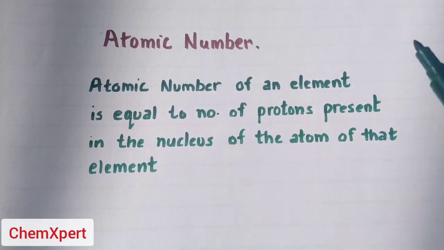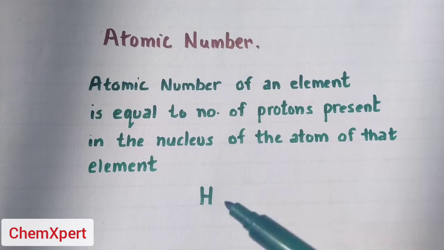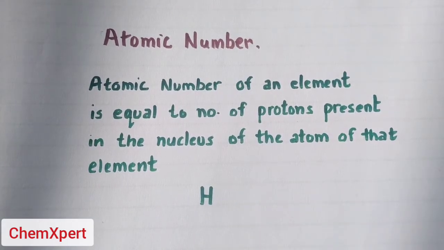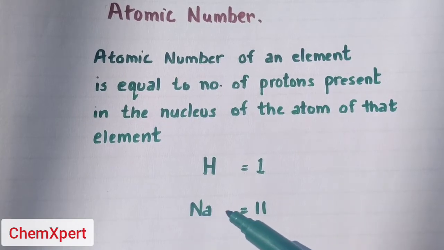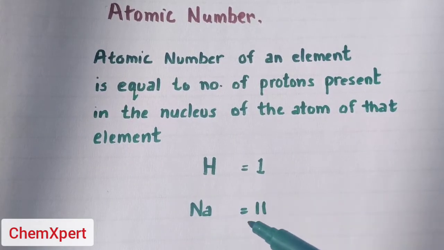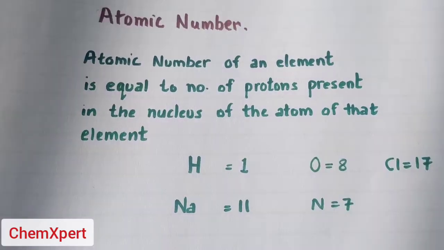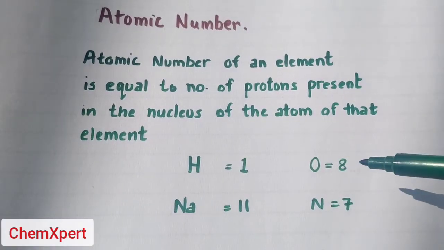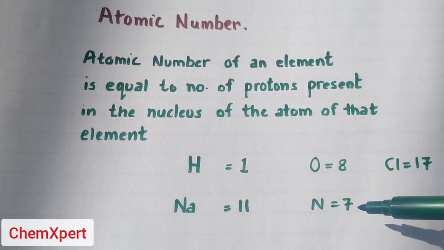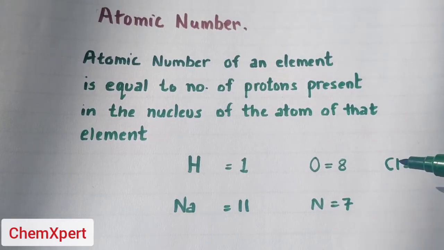that element. Just for example, hydrogen has one proton in its nucleus, so its atomic number is 1. Sodium has 11 protons in the nucleus, so its atomic number is 11. Oxygen has 8 protons in the nucleus, so atomic number 8. Nitrogen has 7 protons in the nucleus, so 7 is the atomic number. Chlorine has 17 protons in the nucleus, so 17 is the atomic number.